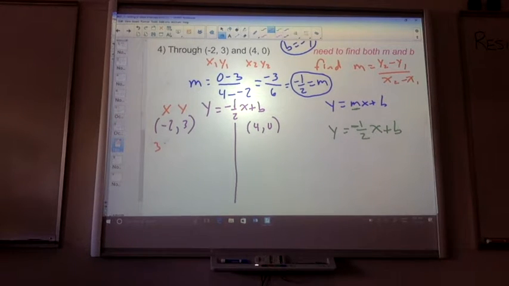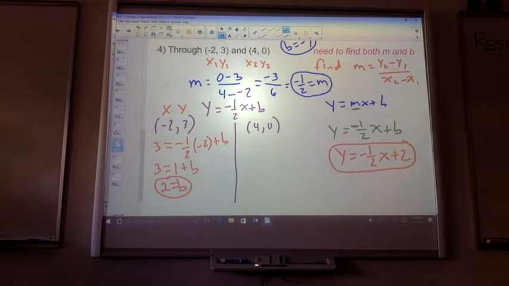I get 3 equals -1/2 times -2 plus b. And what's -1/2 times -2? Negative times negative is positive. What's half of 2? 1. And then how would I solve this? Subtract 1 from both sides. Okay, cool. So I got b equals 2. So that means that my equation using that point is going to be this. What do you think?